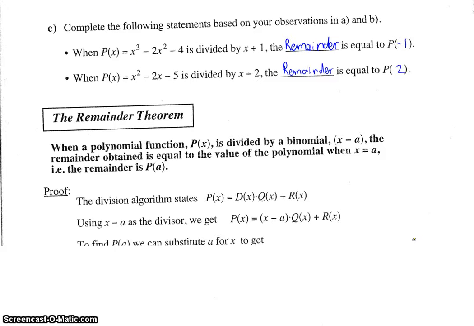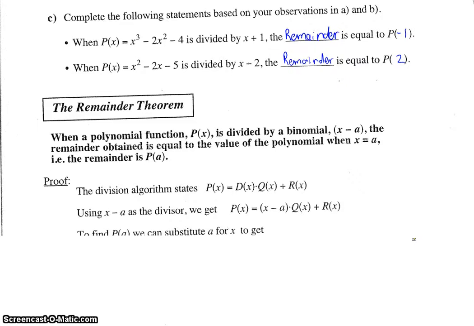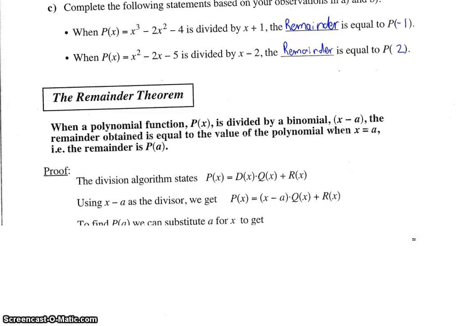For some reason the bottom half of my page got cut off, so I will fill this in. The remainder theorem states that when a polynomial function p of x is divided by a binomial x minus a, the remainder obtained is equal to the value of the polynomial when x equals a. You do that by just going x minus a equals 0, add a to the other side. There we go. So the remainder is equal to p of a. In other words, r, the remainder, is p at a.